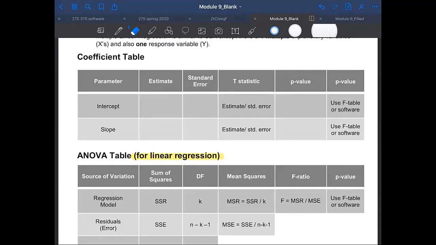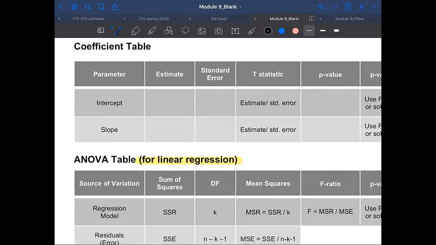Okay, so let's take a look. What do we have here? The first one is a coefficient table. Typically a coefficient table has an intercept and a slope. Hopefully you remember what they are called from the notes. I like to use beta 0 for the intercept, whereas beta 1 for the slope.